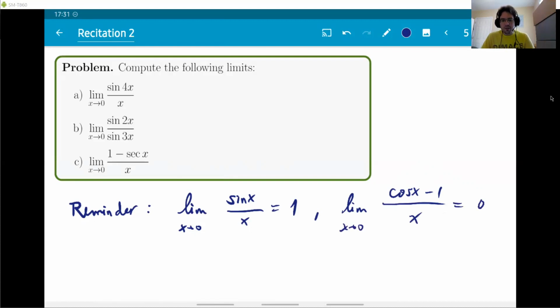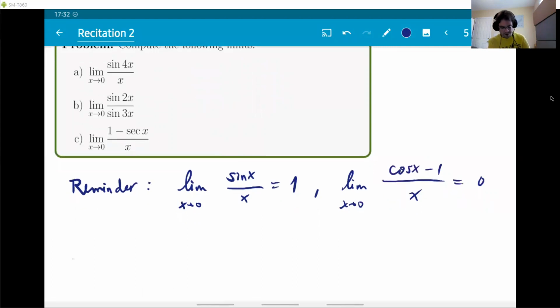But they are going to be used in here, but not directly. For example, if you look at item A, here's what you should not do. You should not say that sine of 4x is equal to 4 sine x. Absolutely not. That's not true. There is an actual expression for sine of 4x if you use the double angle formula twice. It's just ugly. We don't want to do that. There's something simpler that we can do here.